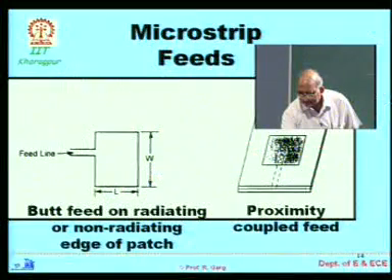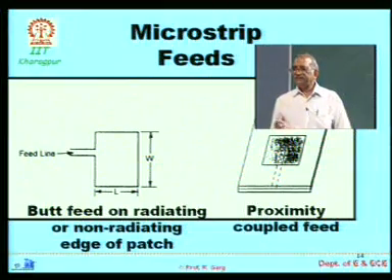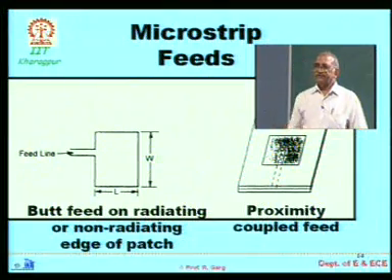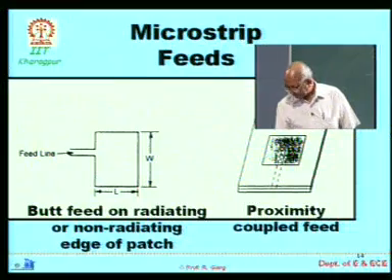The edge of this microstrip feed should be located where the input impedance is something like 50 ohm. So, you can take your microstrip feed inside in order to match with the generator impedance. So, that is the proximity coupled feed.